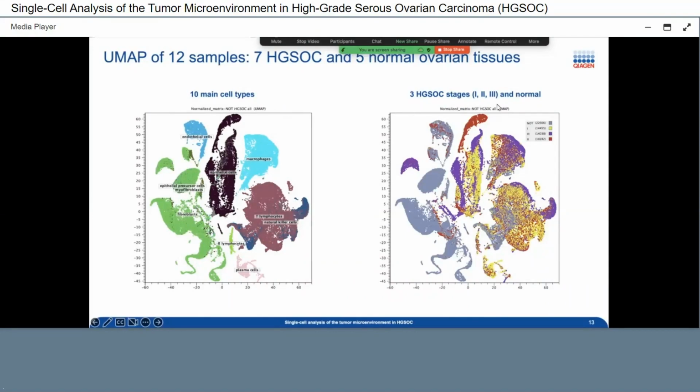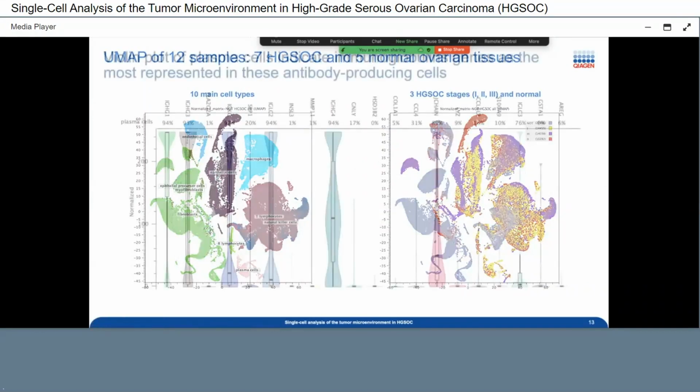But now I can color that UMAP as well based on the staging and the normal tissues. This is the color code. Yellow, stage 1, as you can tell, epithelial, some T cells, and so on. And you have the purple and your red going for stage 2 and stage 3, right? So now we can easily look at different expression profiles based on some criteria that we can decide.